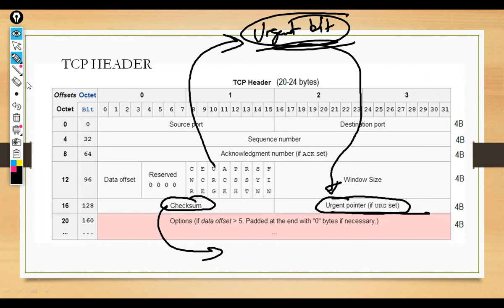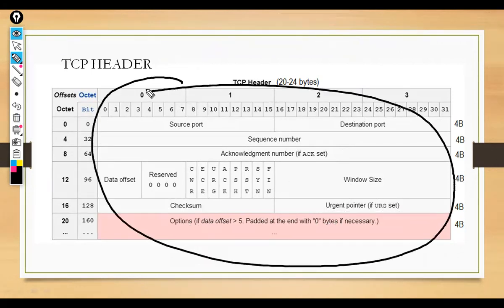And at last you have the options field. It's an optional field; it may or may not be set, depending on the case. So this is the optional field, and this is the TCP header.